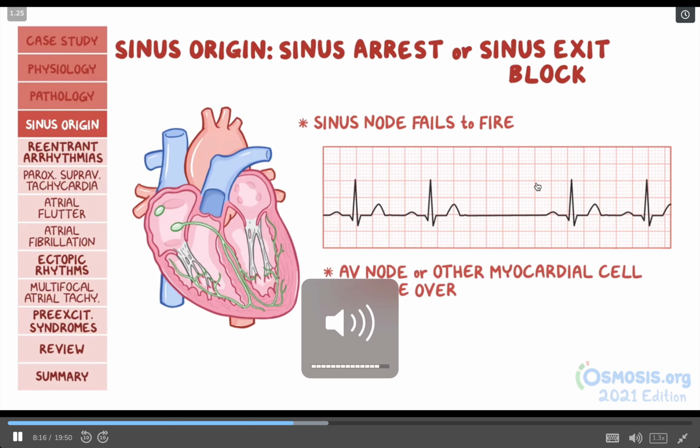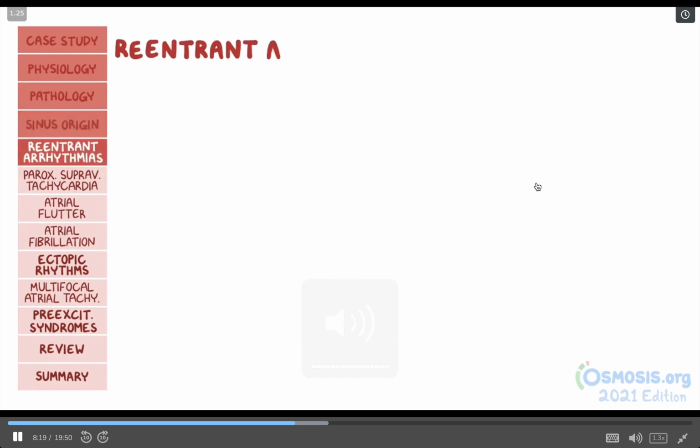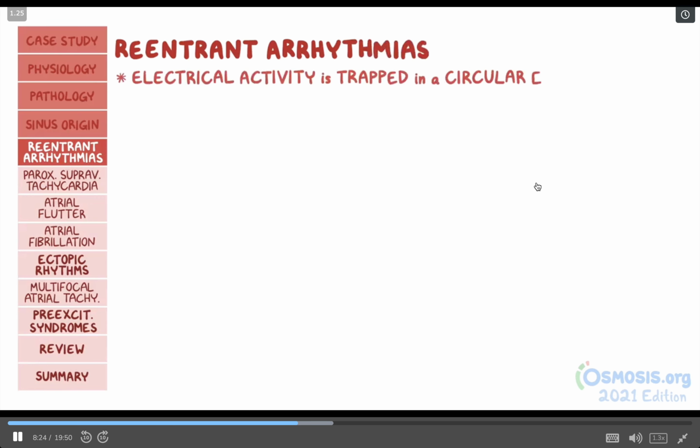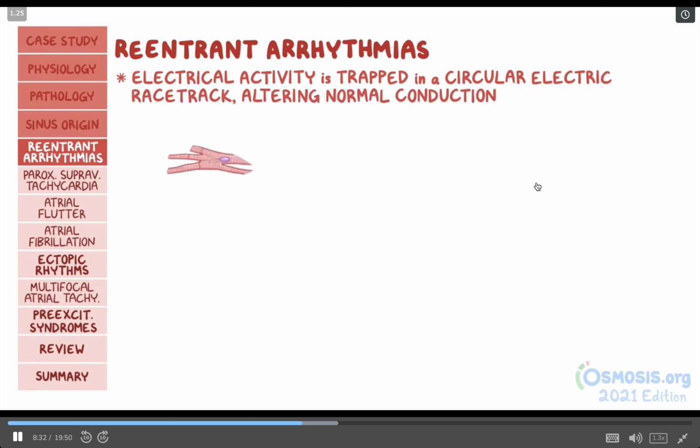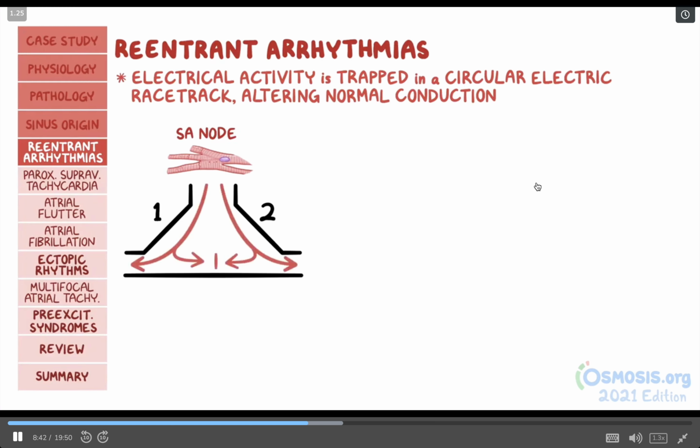All right, now the second type of supraventricular arrhythmias are reentrant arrhythmias. In this type, electrical activity is literally trapped in a circular electric racetrack, altering normal conduction. To understand this, let's picture a single myocyte with two branches, triggering two adjoining pathways, 1 and 2. Under normal circumstances, electrical activity starts on the SA node and then travels from one myocyte to the other.